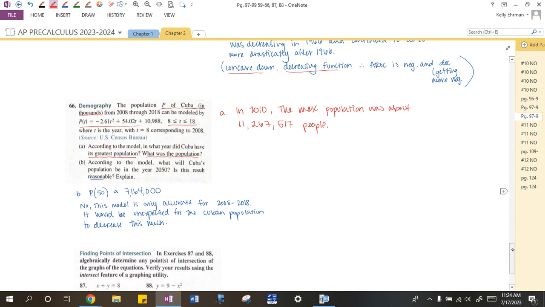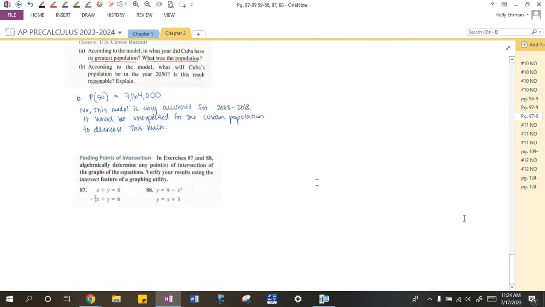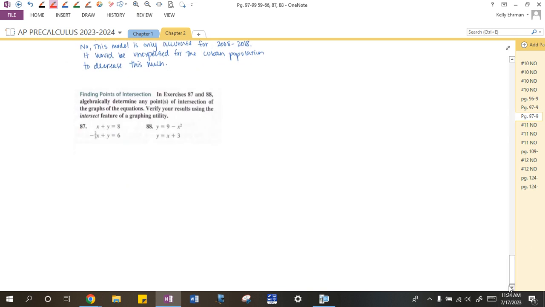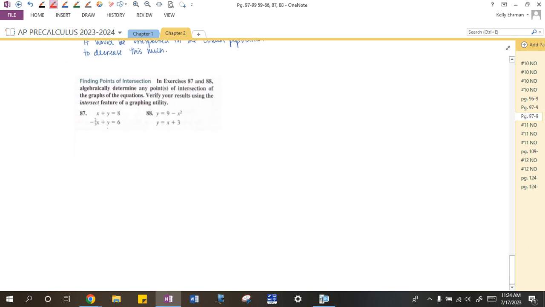Okay, these last two problems, I just wanted to remind you how to solve systems. We have not formally done systems of equations, but we have been using substitution this whole time. So these are problems that you'll see on the ACT. You'll need to have the skill to solve different applications like we've been doing. So I just wanted to do this real quickly. I'm not going to verify on my graphing utility.